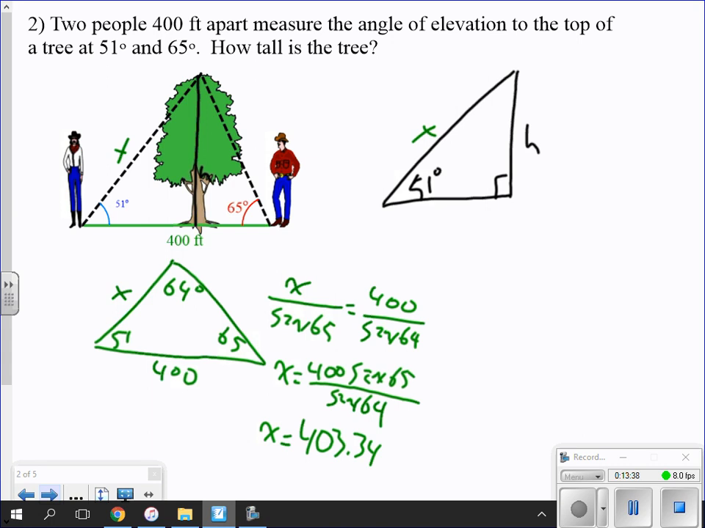And that makes sense. The angle here is just a little bit more than the angle here, so the numerator here should be just a little bit more than the numerator there. That makes sense. So I ended up getting this side here to be 403.34.